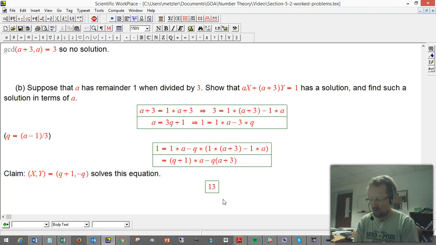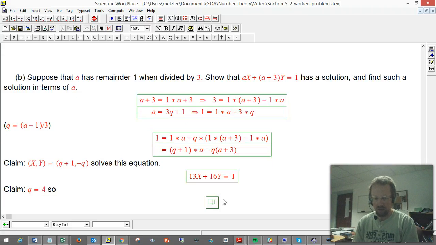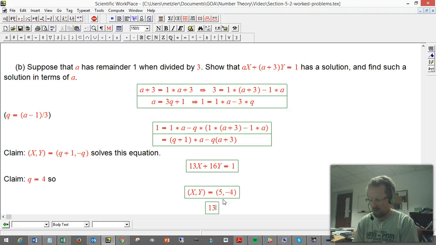One is, let's do 13x plus 16y equals 1. So the claim here, so q, well, let's see, q is the smaller of the two numbers, minus 1 divided by 3. So that's 13 minus 1 is 12 over 3 is 4. So the claim is that x, y equals 5, minus 4 satisfies the equation. Well, we can test that. 13 times 5 minus 16 times 4, you bet. 65 minus 64 equals 1. So that's some evidence that it's true.